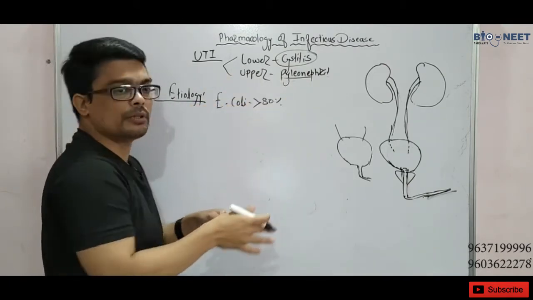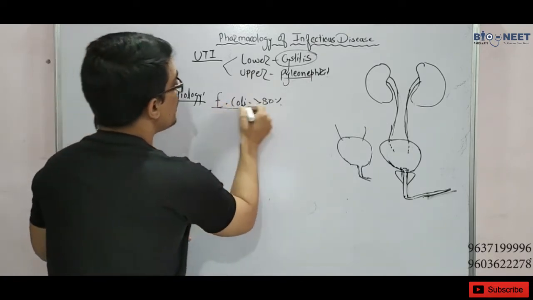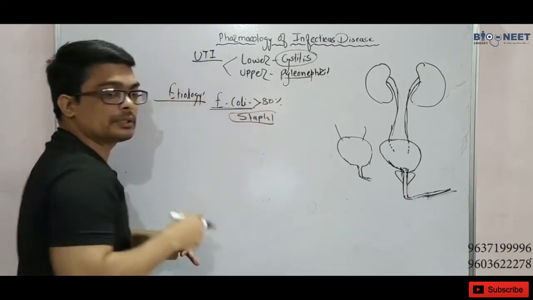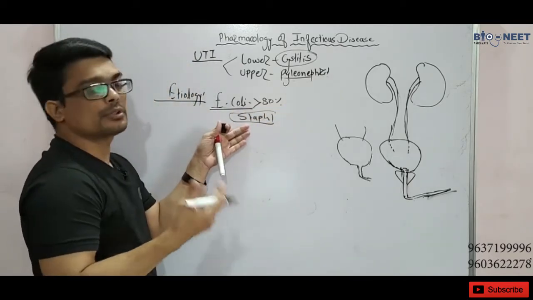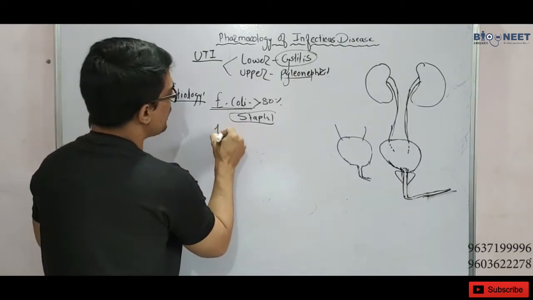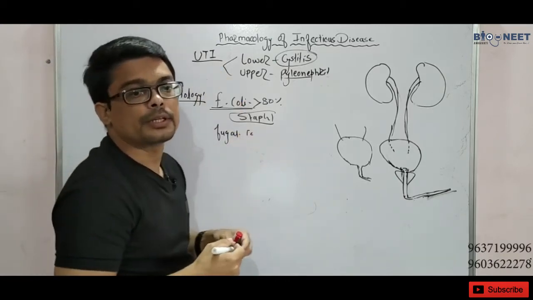The rest of the infections are by other organisms. E. coli is most common. Staph is another bacterium which causes urinary tract infection. Fungal urinary tract infections are very rare, right?